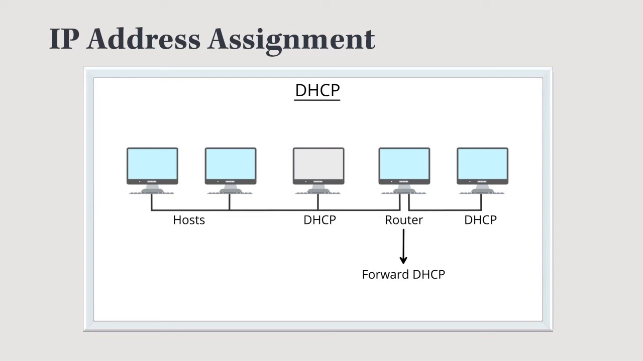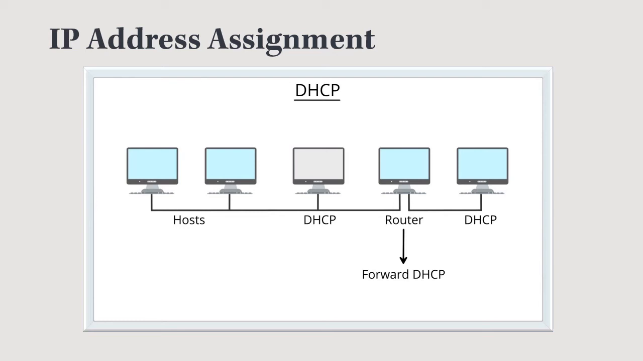Now, one of the things that can happen with IP address assignment is where our DHCP server is on our network. When a host comes online, it's going to make that request. Well, that request is only going to be broadcast inside of its own subnet. And so if the DHCP server, as we see with this gray one, is inside that subnet, that's not a problem. That DHCP server can easily assign that IP address to the host.